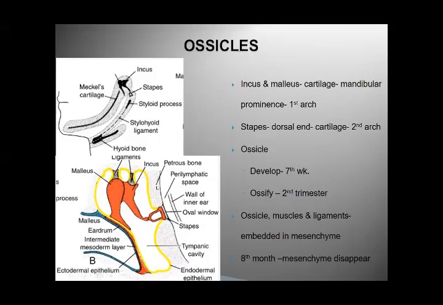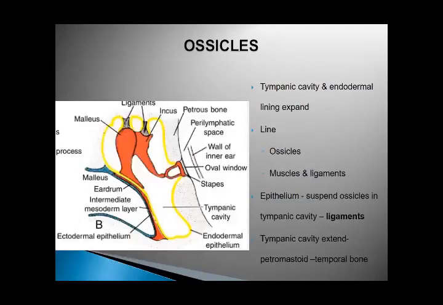So all this mesenchyme gradually disappears around the three bones. Only a small bit of mesenchyme is left, which develops into the muscle and the ligaments related to these ossicles. 8th month तक बाकी भी mesenchyme disappear कर जाती है. उसका होता क्या है अभी बताती हूँ मैं आपको.